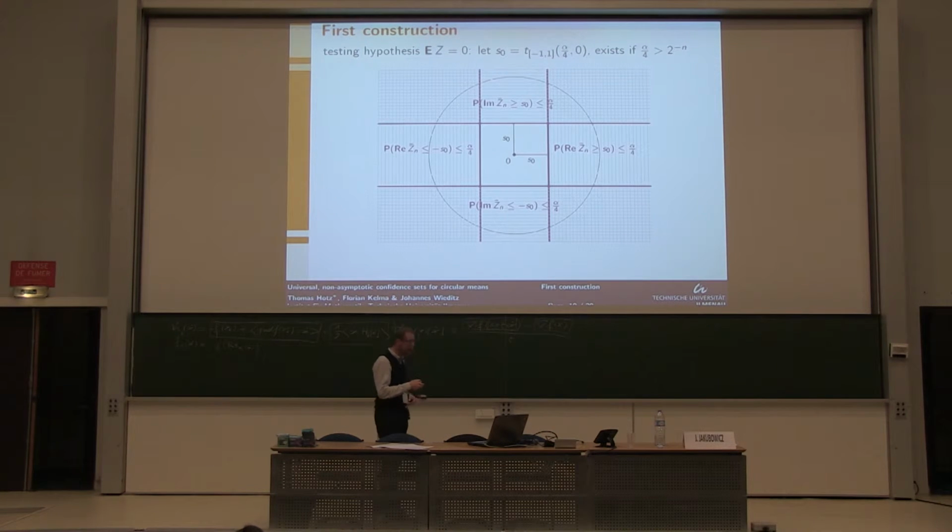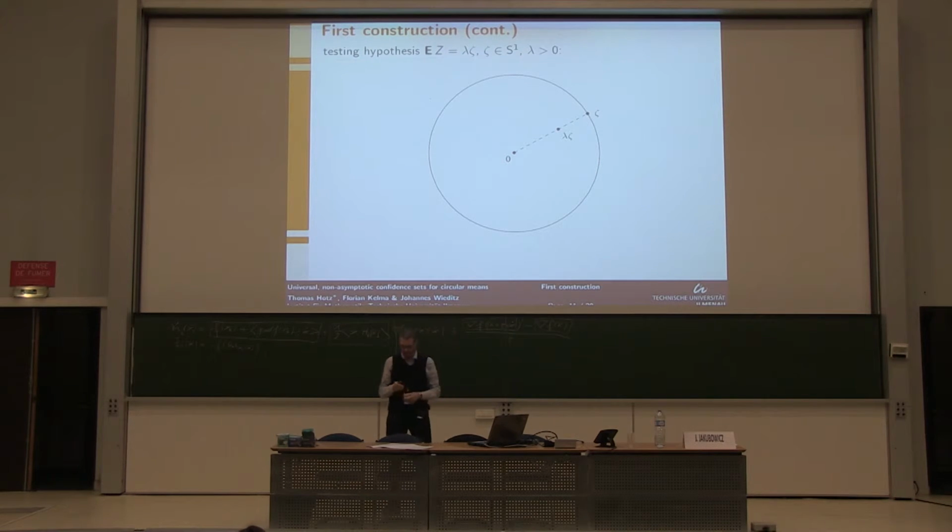So if indeed the true expectation of Z is 0, then the probability of Z n bar being outside this square is at most alpha. Now you can conclude that its having a larger modulus than square root of 2 S0 is also less than or equal to alpha. Right? So it's very simple. Now if the expectation of Z you're hypothesizing is not 0, then you can write it as some lambda times zeta. Zeta is now the corresponding circular population mean, and lambda is some parameter larger than 0.